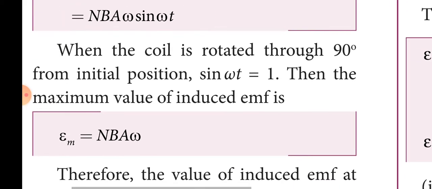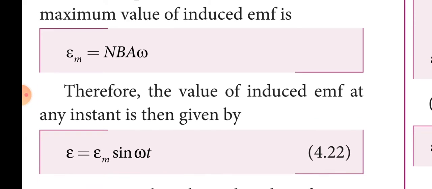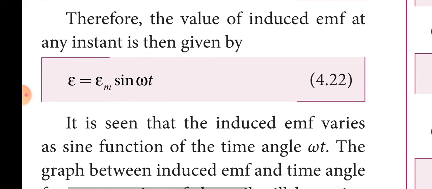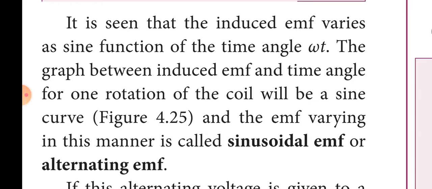When the coil is rotated through 90 degrees from its initial position, the maximum value of sin theta becomes 1. So the maximum value of the induced EMF is Em equals NBA omega. Therefore, the value of induced EMF at any instant is given by E equals Em sin omega t. An EMF varying in this manner is called a sinusoidal EMF.